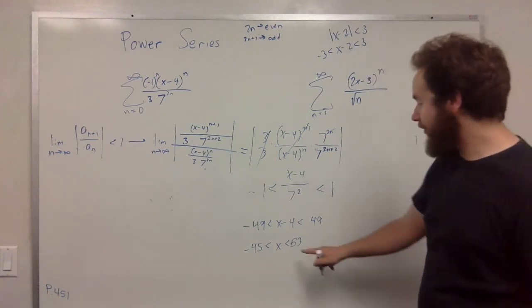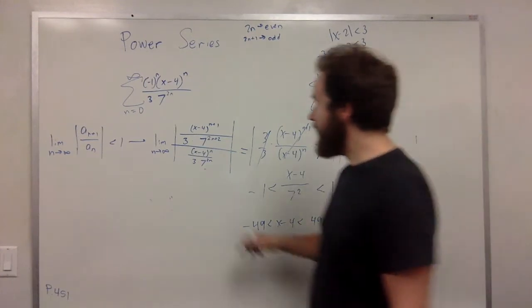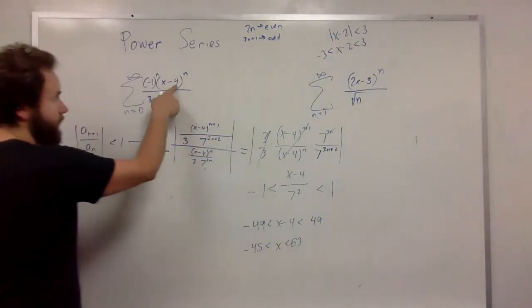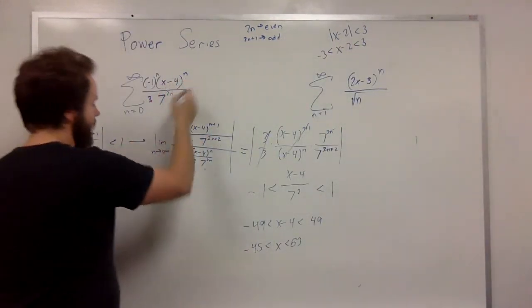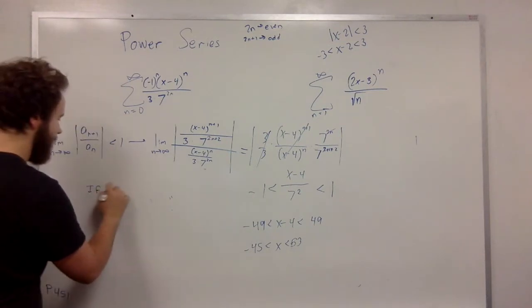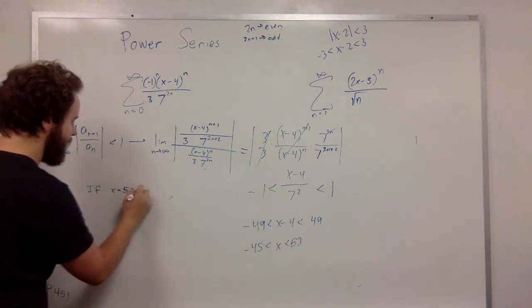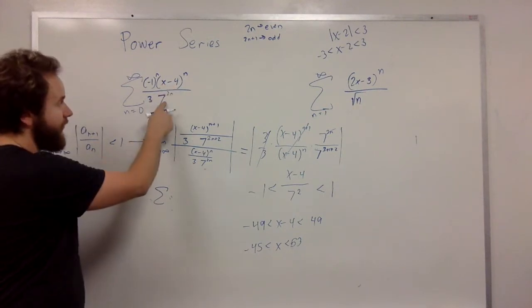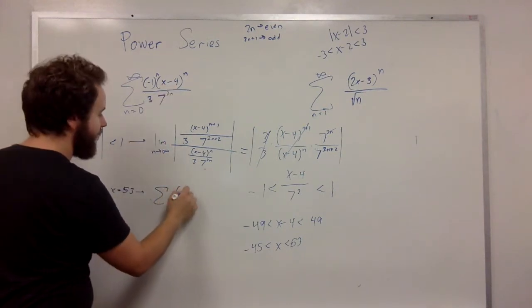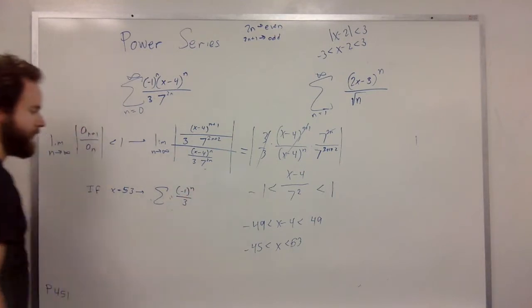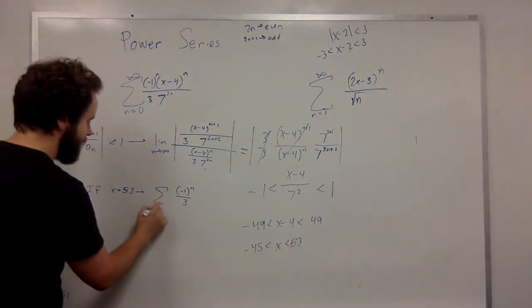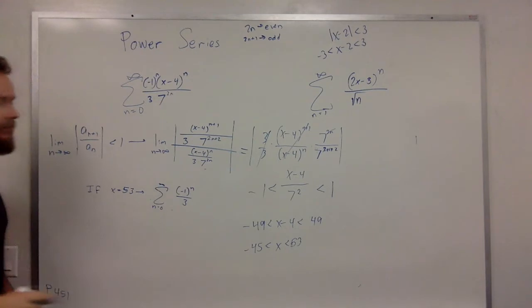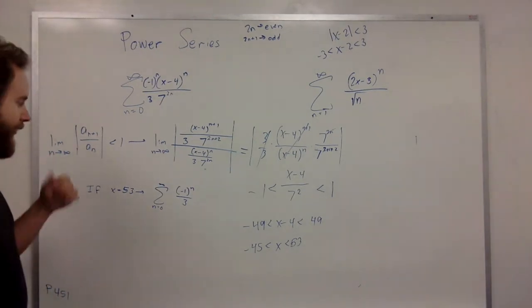So the question is, what would happen if I plug 53 in for x? 53 minus 4 is 49, so if x equals 53, I get the summation of 49 to the n over 7 to the n would cancel, leaving me with just negative 1 to the n over 3. Does that make sense? The 49 to the n and the 7 to the 2n would cancel because they're both 49 to the n. Okay, good.